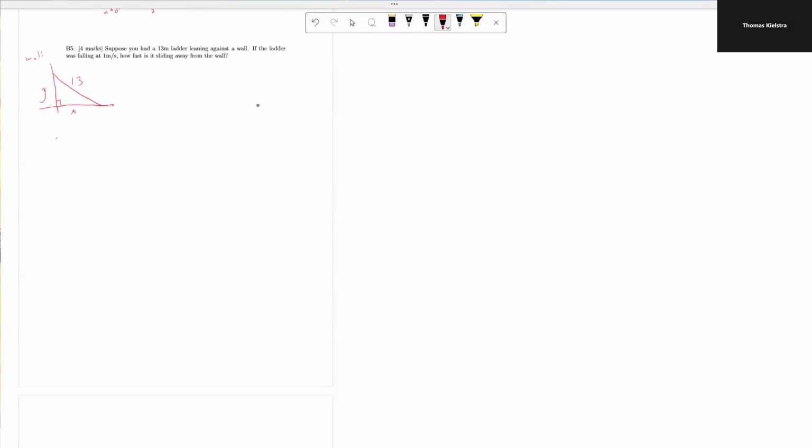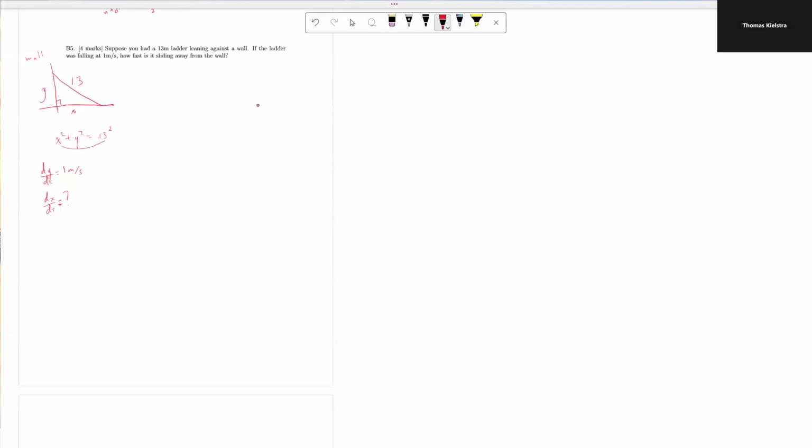Well, x squared plus y squared equals 13 squared. That's our expression that we're given. And I'm given that dy by dt, or the rate at which it's falling, is 1 meter per second. And I'm asked how fast is it sliding away from the wall, which would be dx by dt equals what? What is my change in x with respect to change in time?